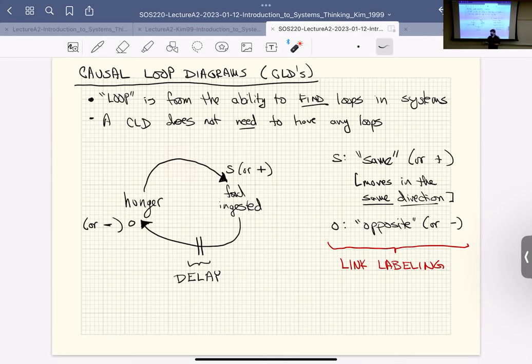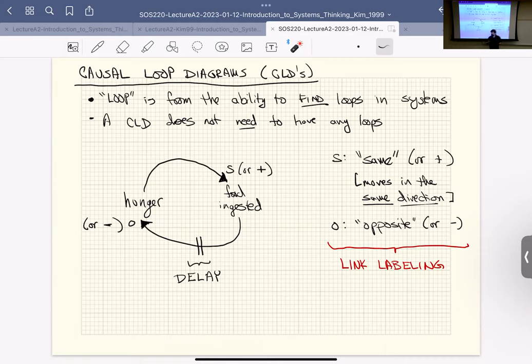I would say any links that are particularly large relative to the others. If there are 50 links, but two of them take a really long time, then those are the ones you would put the delays on. So it's not just one link, but any where the delay really is part of the identity of the causation.